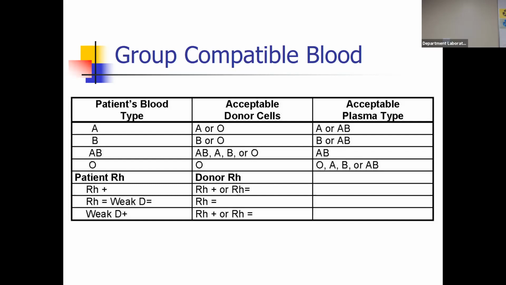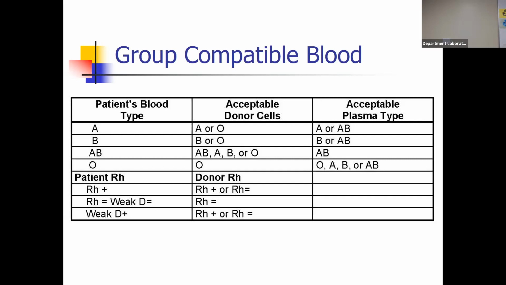AB plasma, think about what's on the red cells of an AB patient. They have the A antigen and the B antigen, right? So in their plasma, they lack both anti-A and anti-B. That is why AB plasma is the universal donor for plasma. Okay, so a B patient for plasma can receive B or AB.